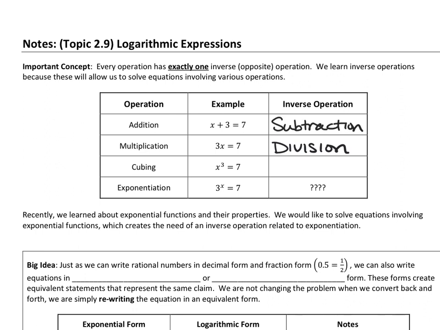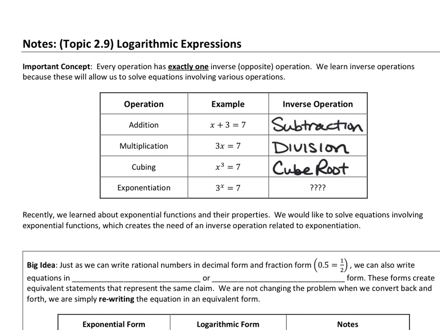What's the inverse of cubing something? Ooh, but it's a cube though. Cube root. So squares would be square root, cube would be cube root, or any of the roots to undo the power. But here's the thing. If I have something that is an exponential function, the power is not a number anymore. The power is a letter. We have not learned how to undo that. Preview, it's going to be a logarithm.